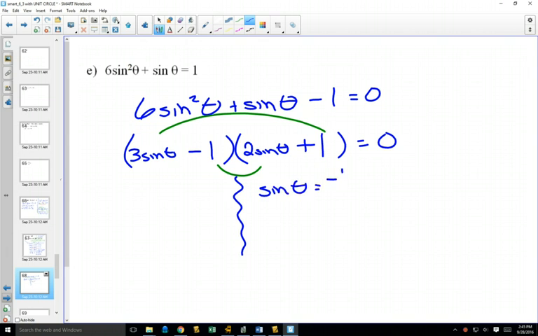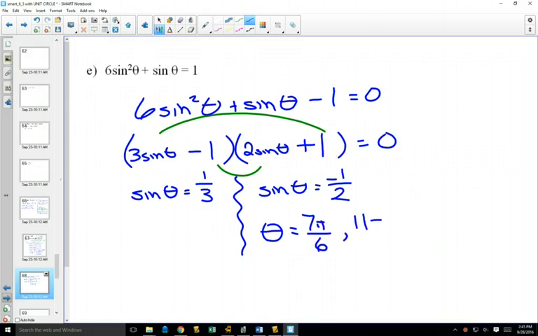this one, move the 1 over, divide by 2. This one, if it's equal to 0, move the 1 over, divide by 3. Can you see that both of those fractions are less than 1? 1/2 is on your pie plate. What family? Pi over 6 family. And since it's negative, you'll have quadrant 3 and quadrant 4.